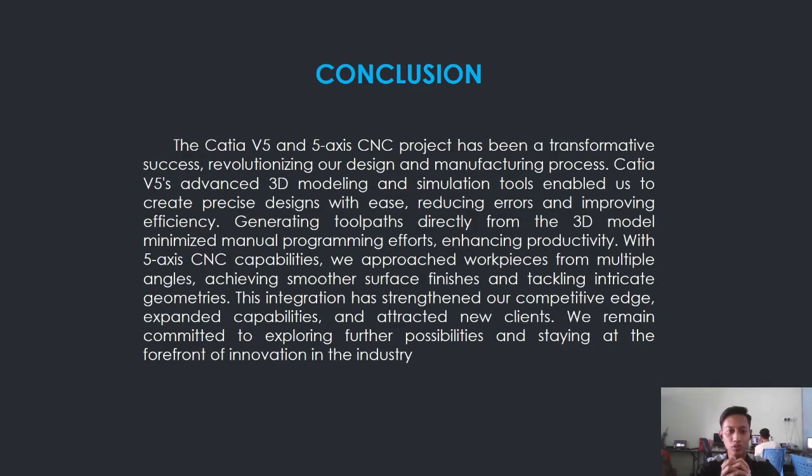After that, for the conclusion, the CATIA V5 and 5-axis CNC project has been a transformative success, revolutionizing our design and manufacturing process. CATIA V5's advanced 3D modeling and simulation tools enable us to create precise designs with ease, reducing errors and improving efficiency. Generating toolpaths directly from the 3D model minimizes manual programming efforts, enhancing productivity.